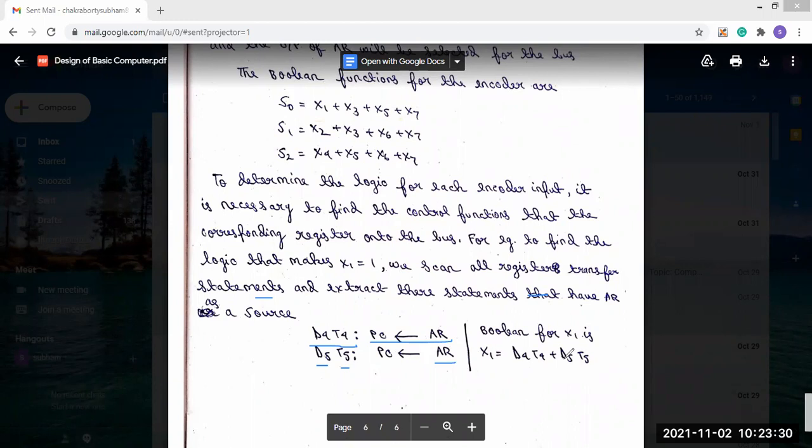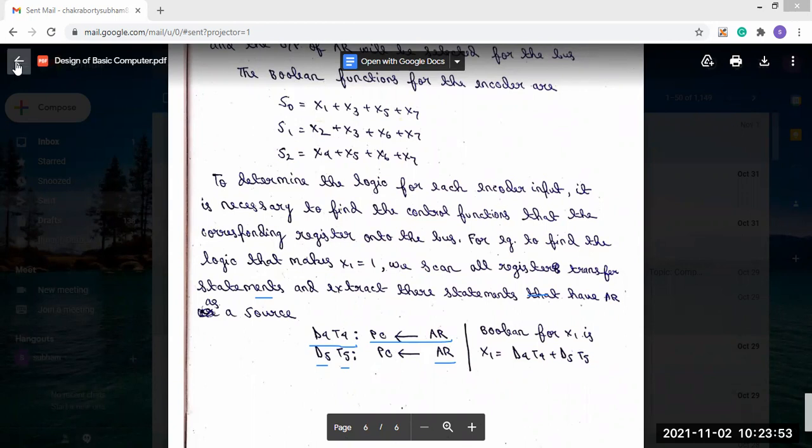So these are all the output signals of the control logic circuit, and I have shown you two examples. So this is all about designing a basic computer. Okay.